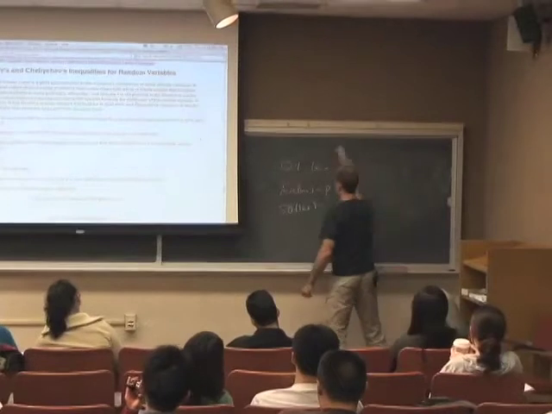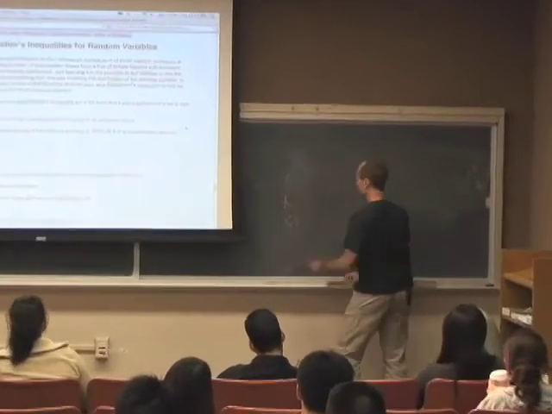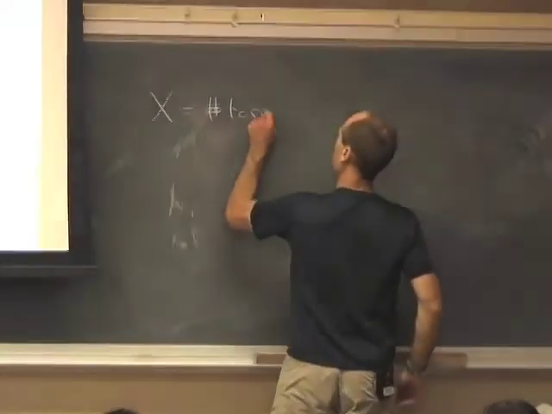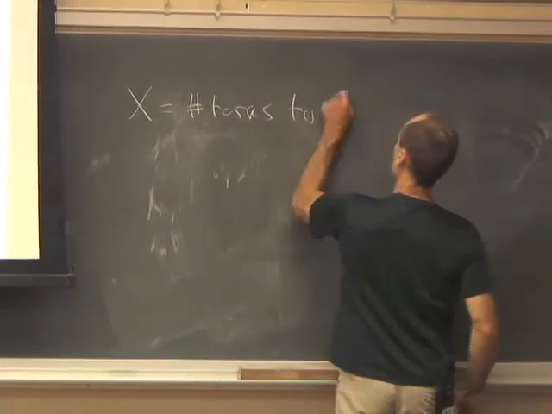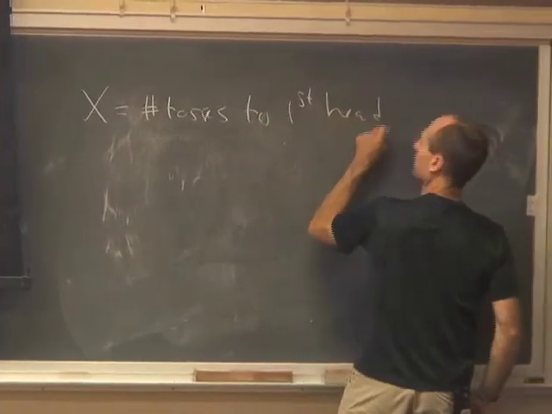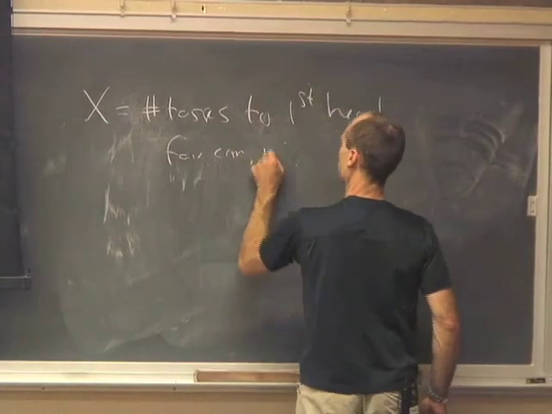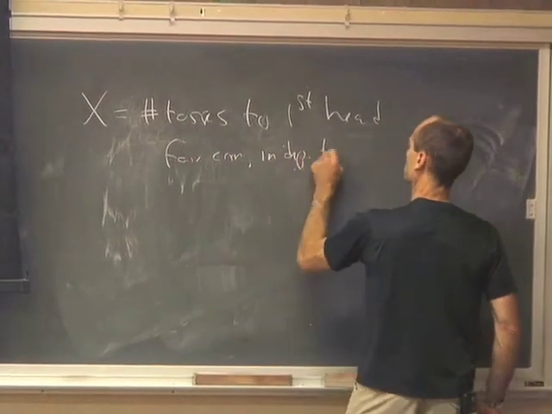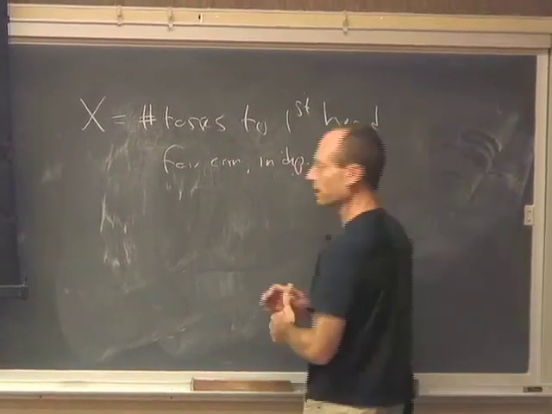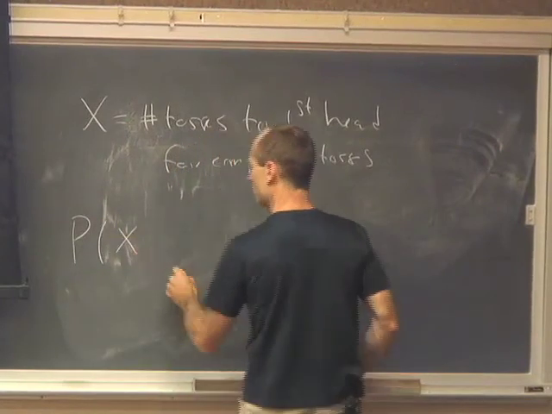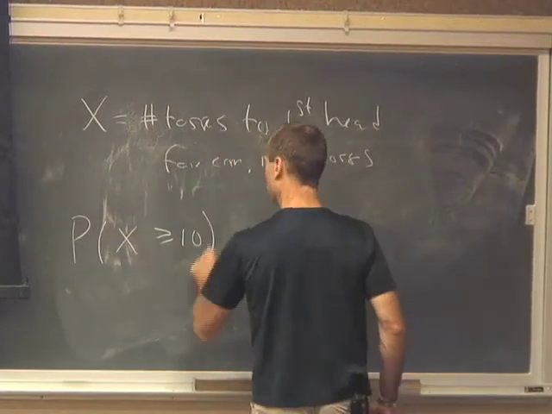What would that be in symbols? So X is the number of tosses until the first head. We've got a fair coin, independent tosses. Okay, so the probability that X is greater than or equal to 10.